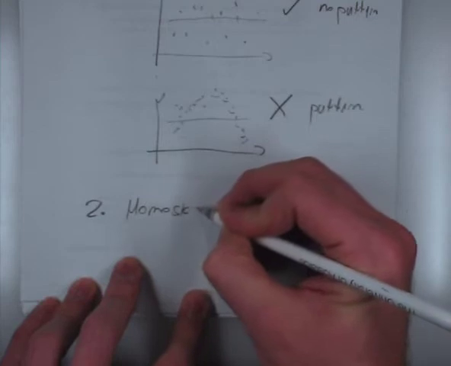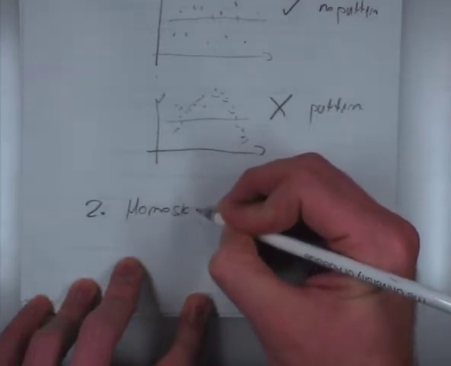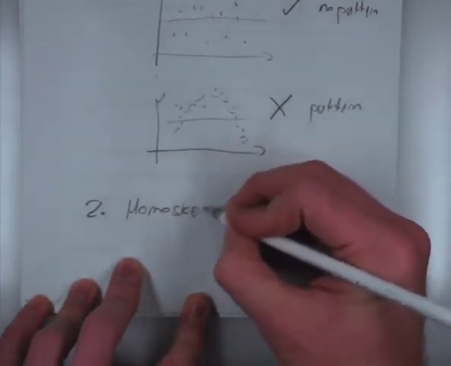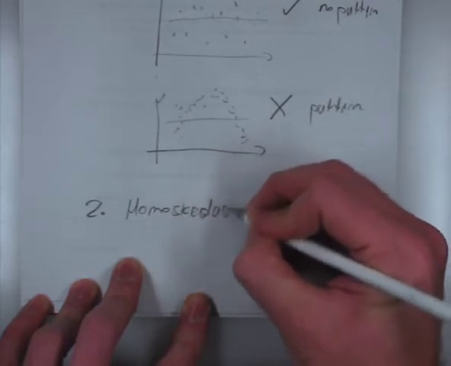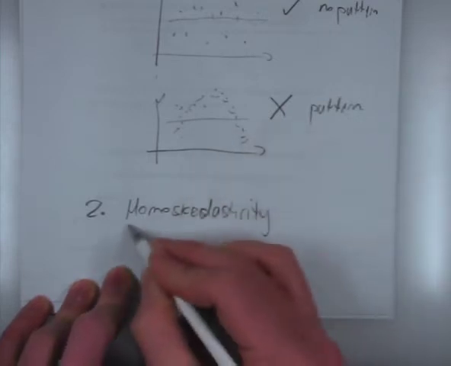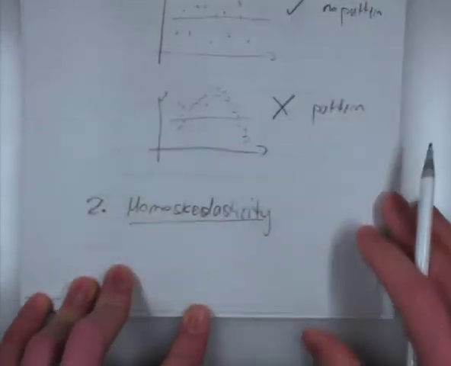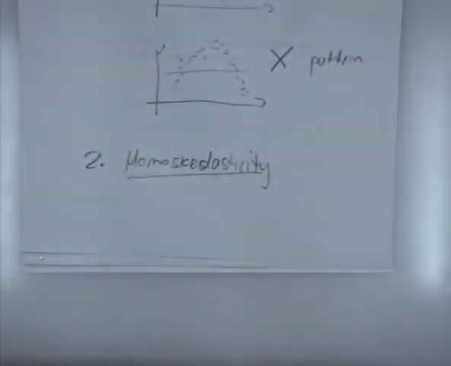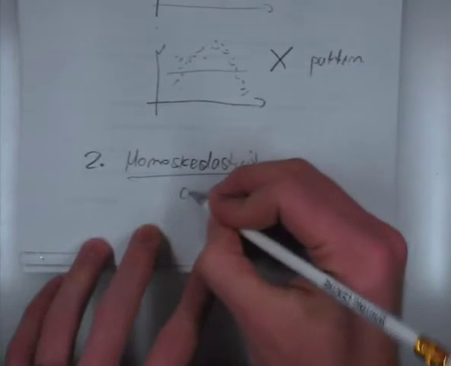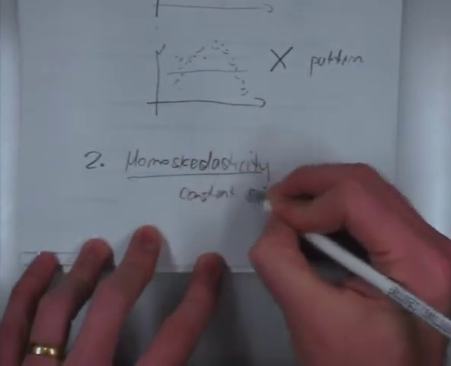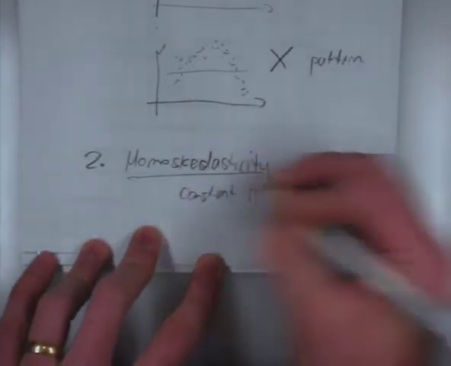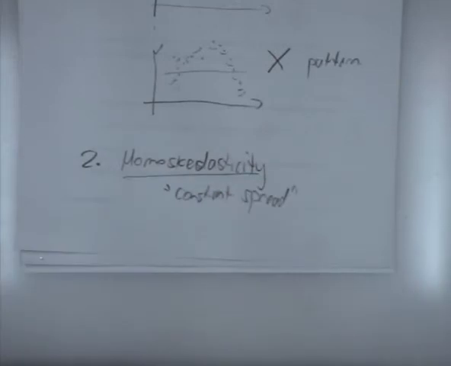Some people just say constant spread rather than homoscedasticity, but you know, statisticians are proud of being able to say that word. So homoscedasticity means constant spread. Homo meaning same, and scedastic meaning to do with spread. Okay, so that means that on that residual plot you want constant spread all the way along.